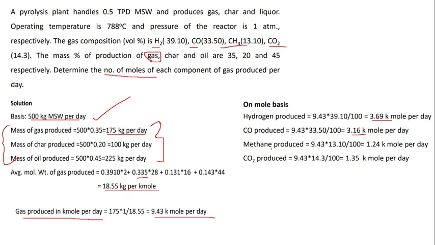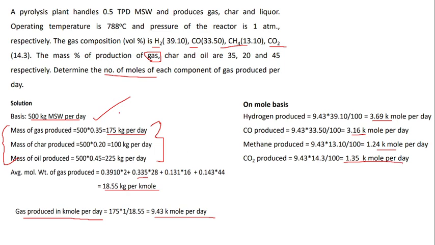The amount of methane produced is 13.1 percentage. So multiply it with 9.43, you will obtain 1.24 kilomoles. Then carbon dioxide produced is 14.3 into 9.43 by 100. So it is 1.35 kilomole per day.